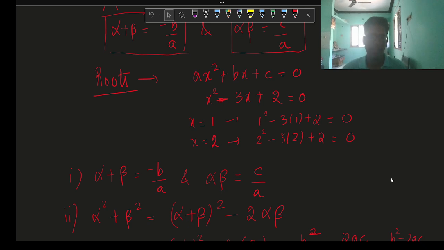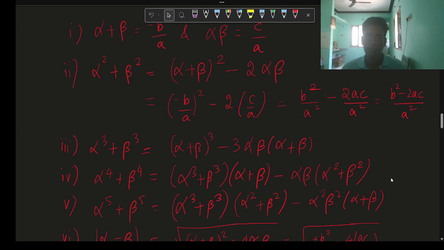And if they ask you to find alpha power 4 plus beta power 4, then you can derive that either alpha is 2 and beta is 1, and you can just substitute and you would get the answer. If at all the equation is really complex and you could not achieve that through trial and error, then you can use these relationships as an example.